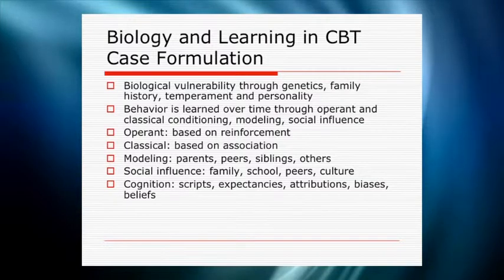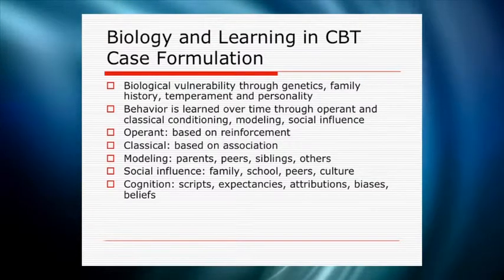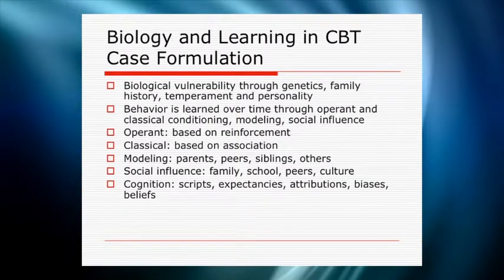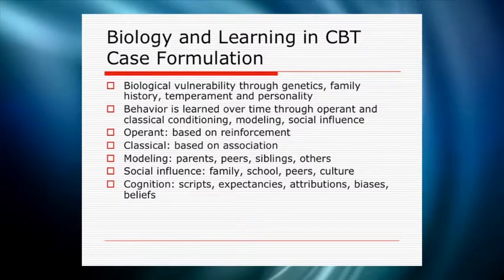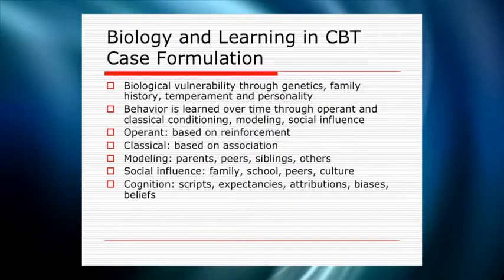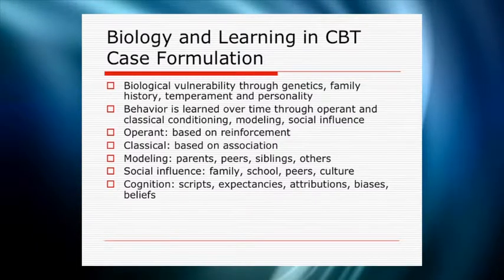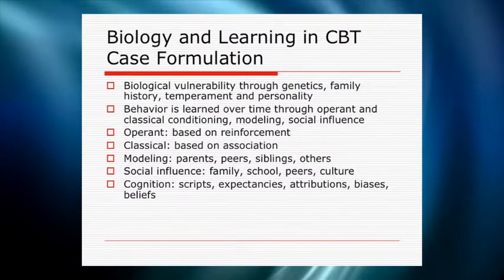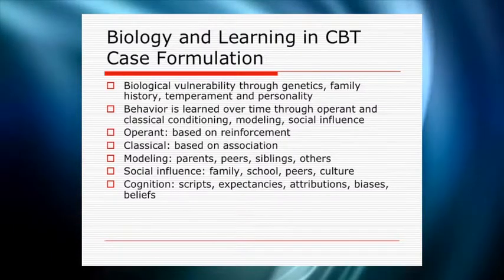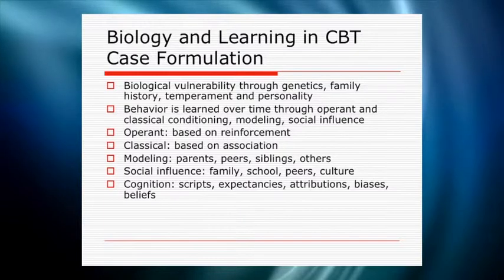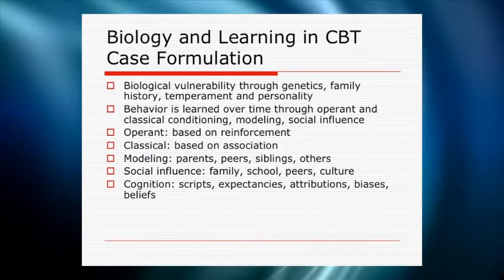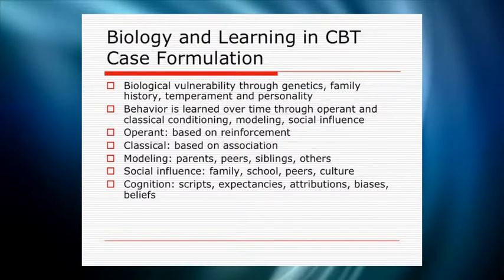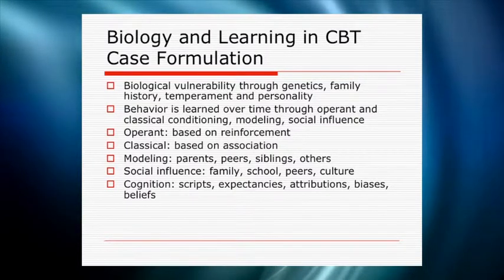What is the biological vulnerability of this person to get depressed? Okay, so this is where you use that developmental and family history. Is there a family history of depression? Is there a family history of bipolar disorder? Was this a child who was always introverted and kind of withdrawn or not? Okay? So you look at that. Then you look at learned behavior, things they have learned over time that are influencing the way they cope with the stressor they're dealing with right now. So you're going to look at behavior they've learned by reinforcement or by association or by modeling or social influences, and then you're going to look at cognition, the way they think. Okay? Their expectancies, their attributions, their biases, and so forth.